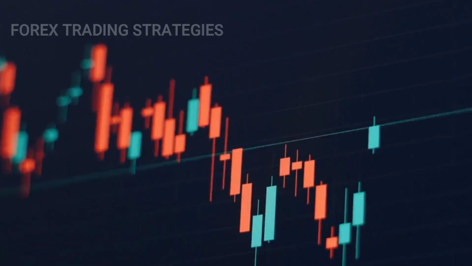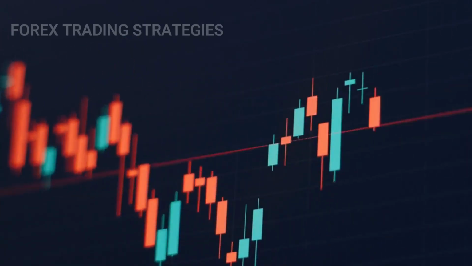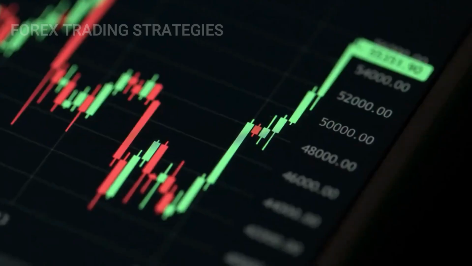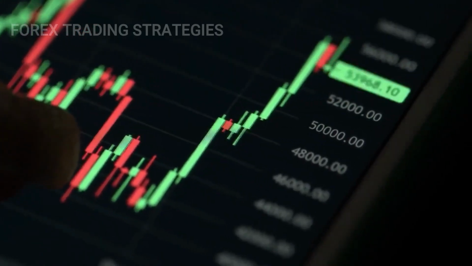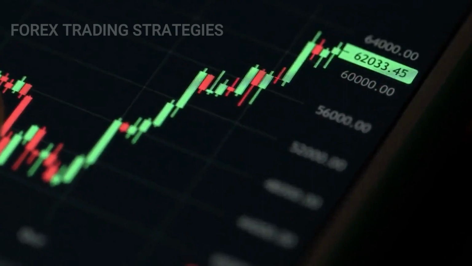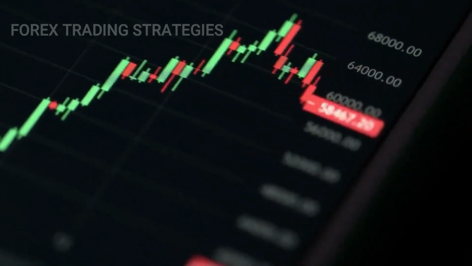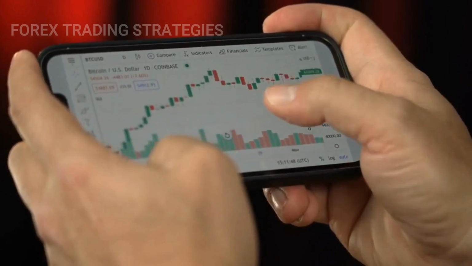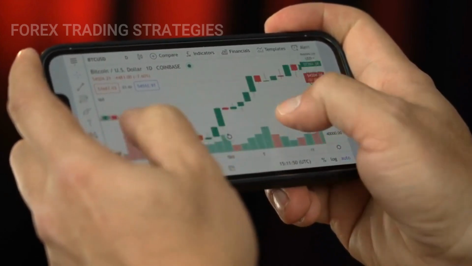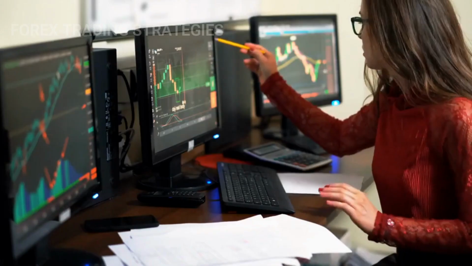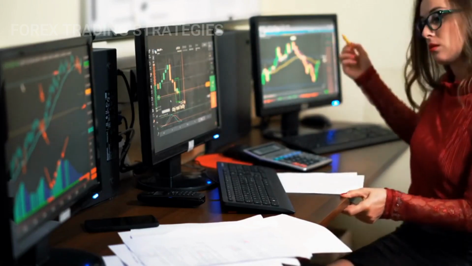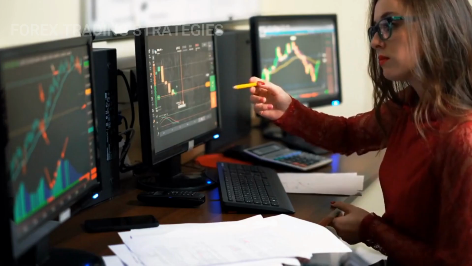Trading strategies for different sessions. Tailoring your trading strategy to suit the characteristics of each session is vital. Consider the following tips. Asian session. Focus on JPY, AUD, and NZD pairs for higher volatility. London session. Give priority to GBP and EUR pairs for active trading. New York session. Emphasize USD and CAD pairs for significant market moves.